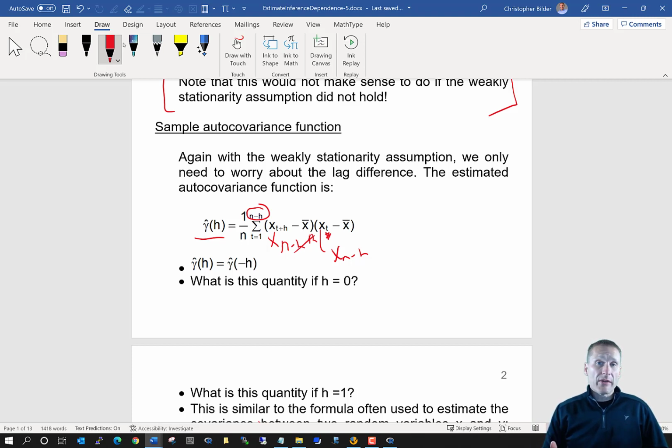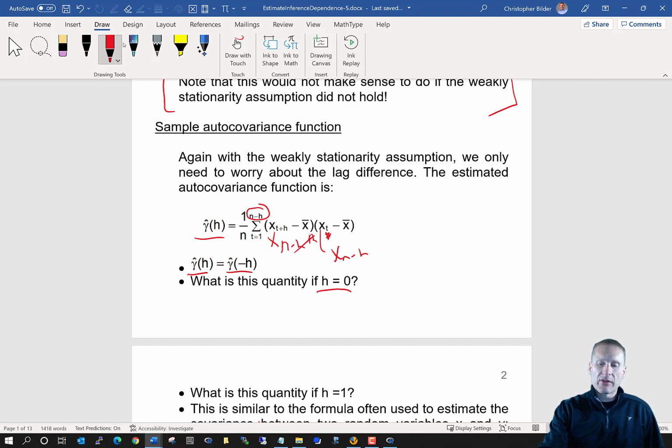Now, just like what we saw with gamma of h, gamma hat of h is going to be equal to gamma hat of negative h. Meaning it doesn't matter if you're going to, let's say, a positive 1 lag or a negative 1 lag, you're going to get the same thing.